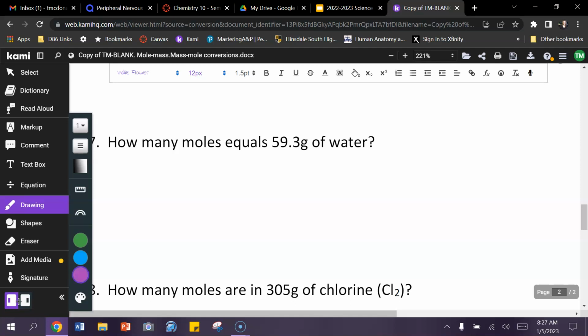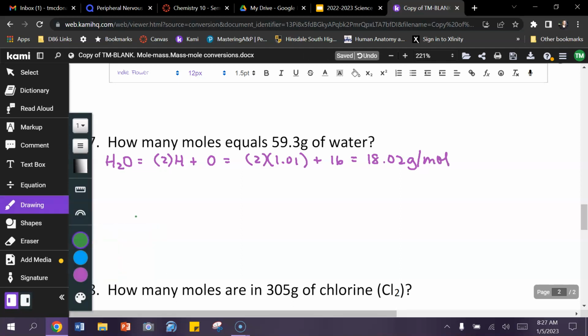So how many moles equals 59.3 grams of water? So here we have water, which is H2O, and that's equal to 2 H's plus 1 O, which is 2 times 1.01 plus 16, which is 18.02 grams in 1 mole of water.